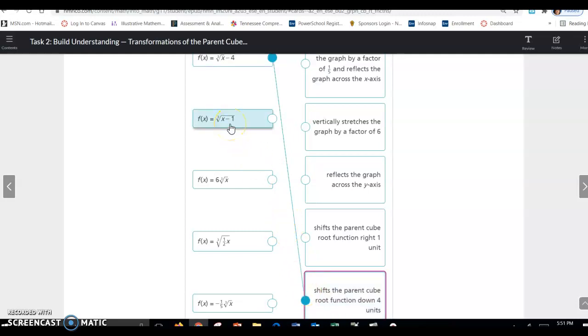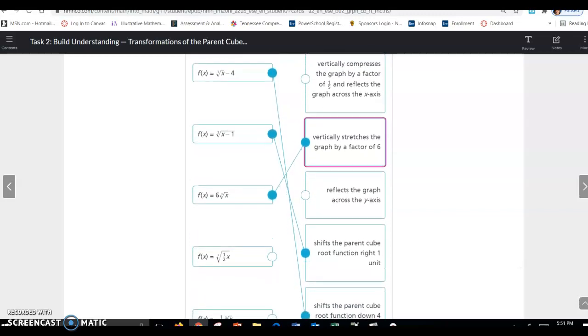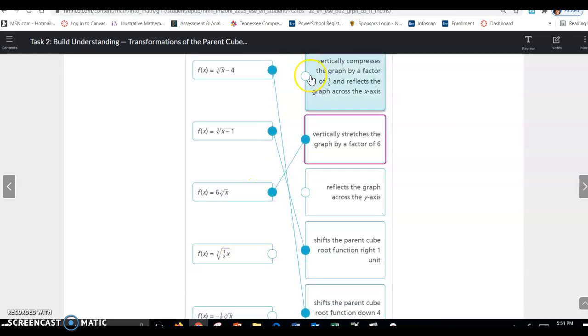And then this one's going to shift us to the right 1 unit. This one's going to be a vertical stretch by a factor of 6. Then the vertical compression, the graph has a factor of 1/5 and reflects across the x-axis. Because this is negative, it reflects across the x-axis.